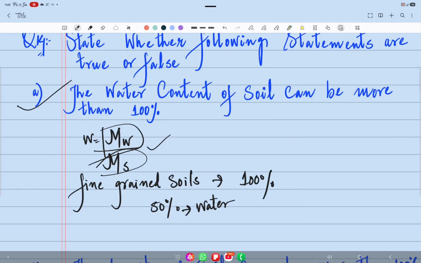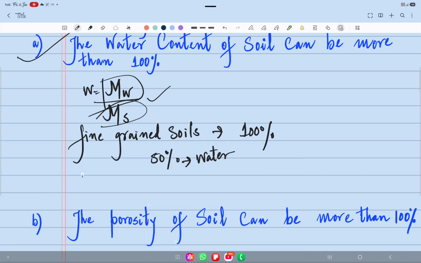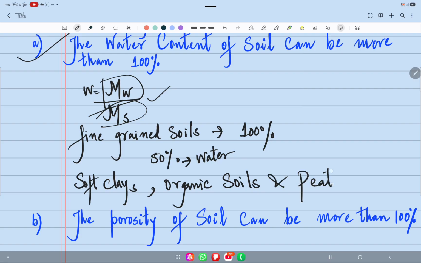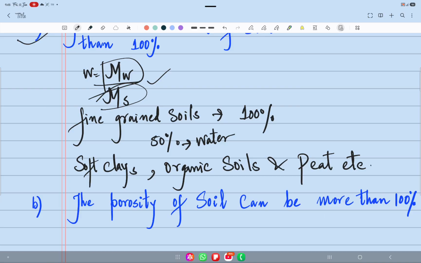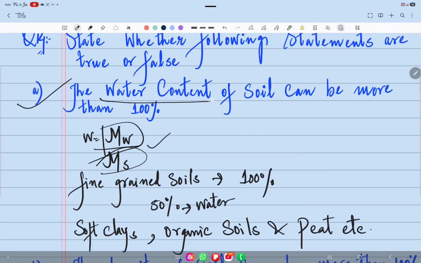This commonly occurs in highly compressible fine-grained soils such as soft clays, organic soils, and peat, etc. This is already known to us, that in certain fine-grained soils, like the highly compressible ones such as soft clays, organic soils, and peat, the water content value can exceed 100%.